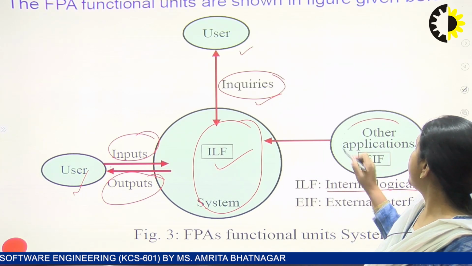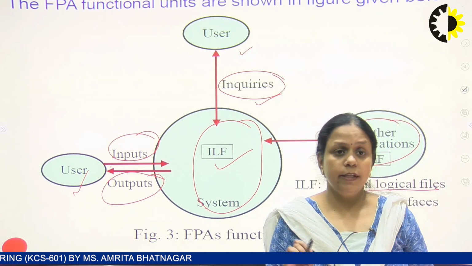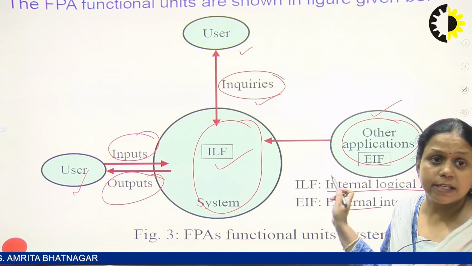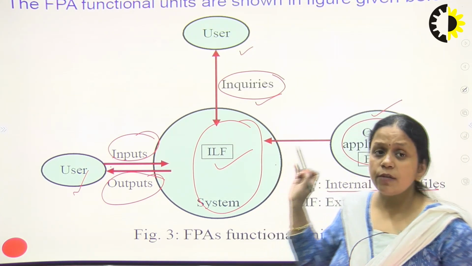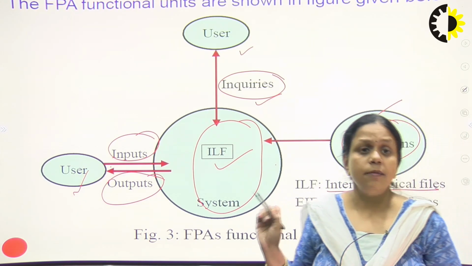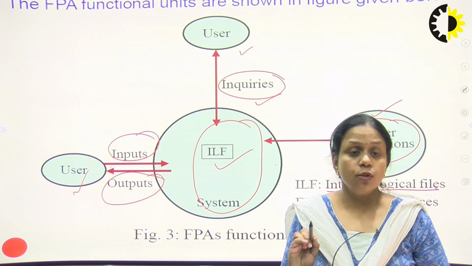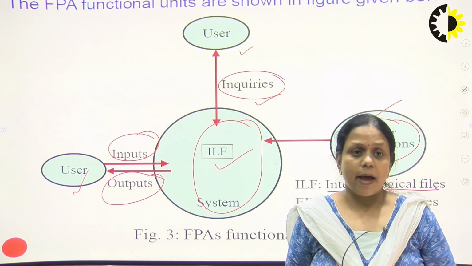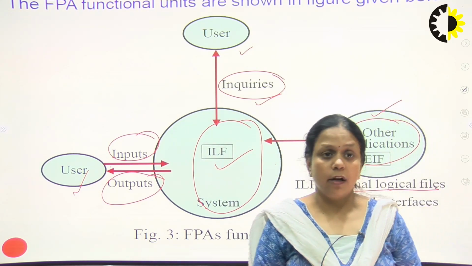Next is the EIF, which is known as an external interface file. These are the files which are stored in the other system. You can see here, this is the other system which is connected to our system. This information which is stored in the other system is used in our system only. So we will calculate all these types of files also. These are the main 5 parameters, and this is how the function point system works.